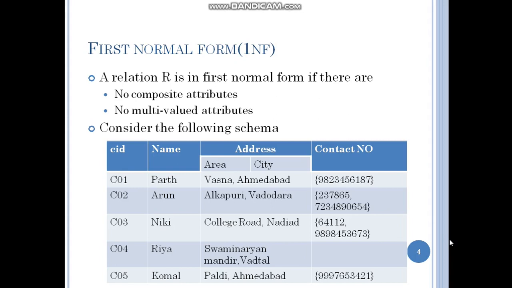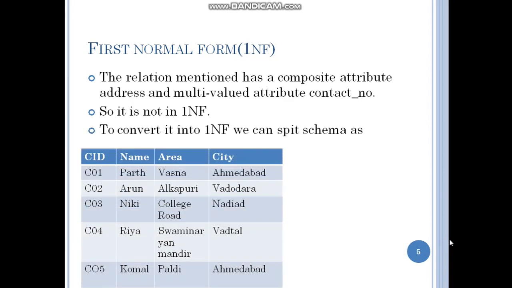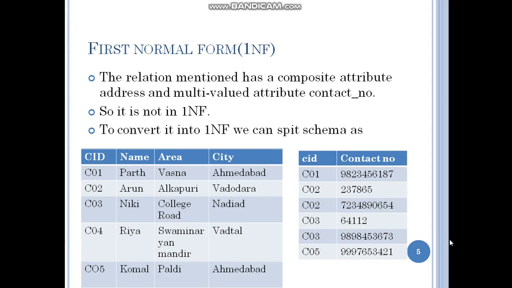Here address is a composite attribute and contact number is a multi-valued attribute. So clearly this schema is not in first normal form. To convert it into 1NF, we can split the schema as customer ID, name, area and city.